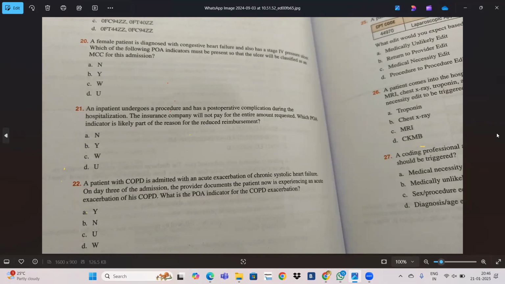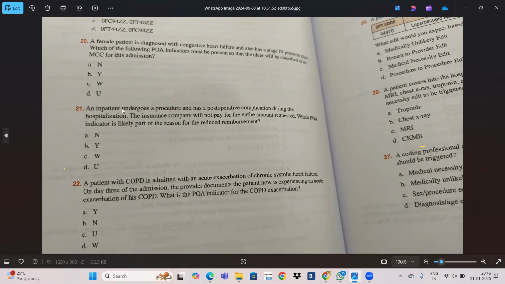Twentieth. A female patient is diagnosed with congestive heart failure and also has a stage 4 ulcer. Which of the following POA indicators must be present? So the ulcer. What is the POA for ulcer? Y. Why? Because they are telling directly that the patient is diagnosed with heart failure and ulcer. So they are clearly showing it. Then understand the second question, okay?